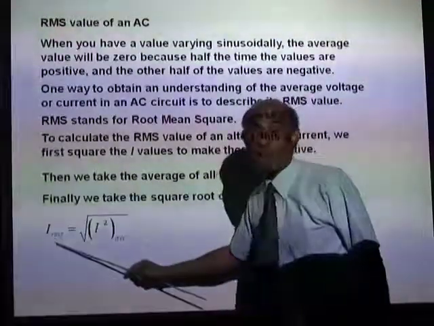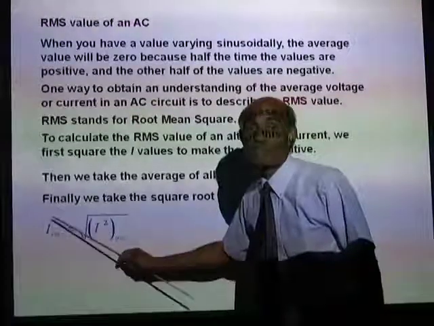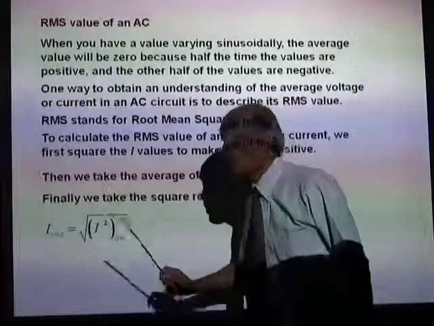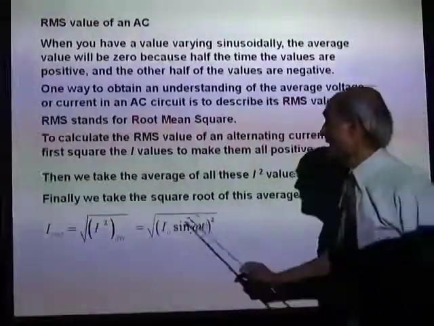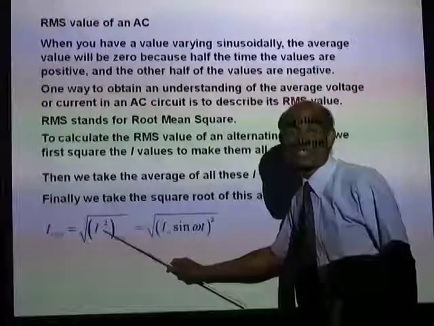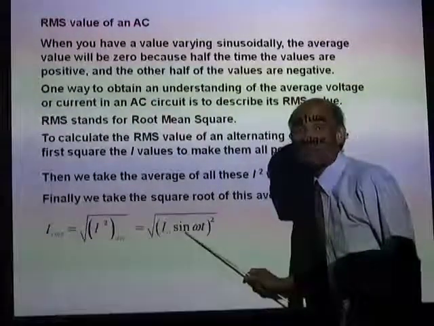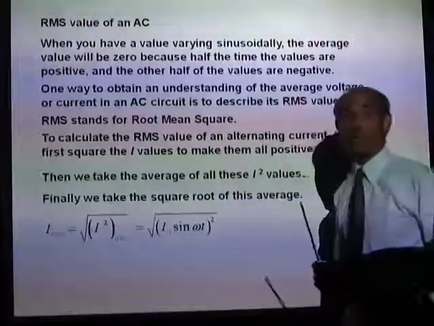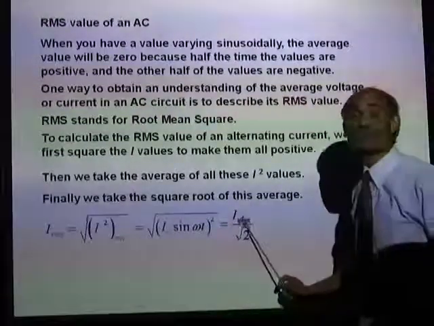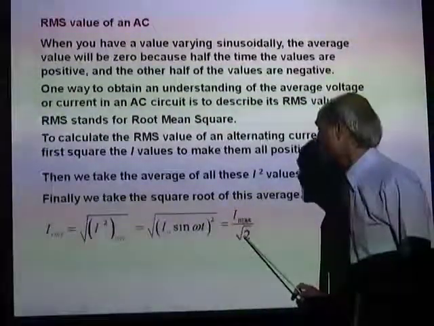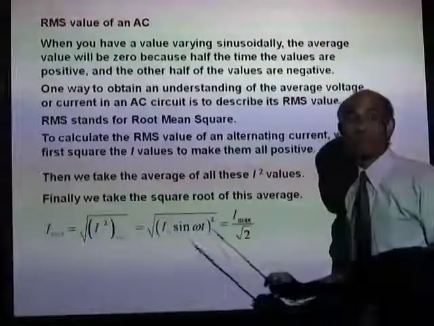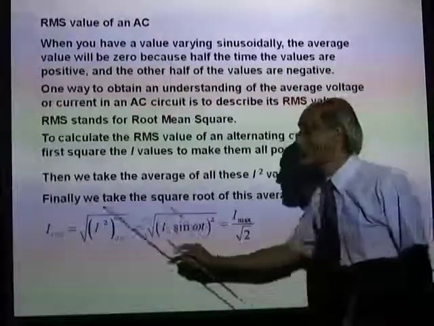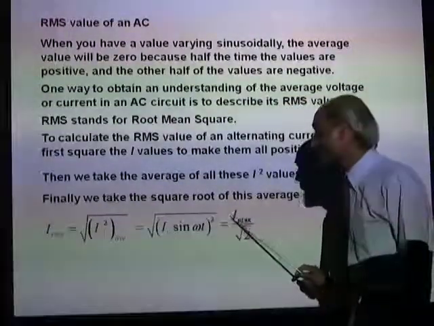So I RMS, the root mean square value of the current, is the square root of the average of all the I squared. And that will be, the instantaneous value is I0 sine omega t. So square root of the average of I0 squared sine squared omega t. And this can be shown to be equal to I max divided by square root of 2. Now, what I want you to do is to recognize the relation between I RMS and I max.